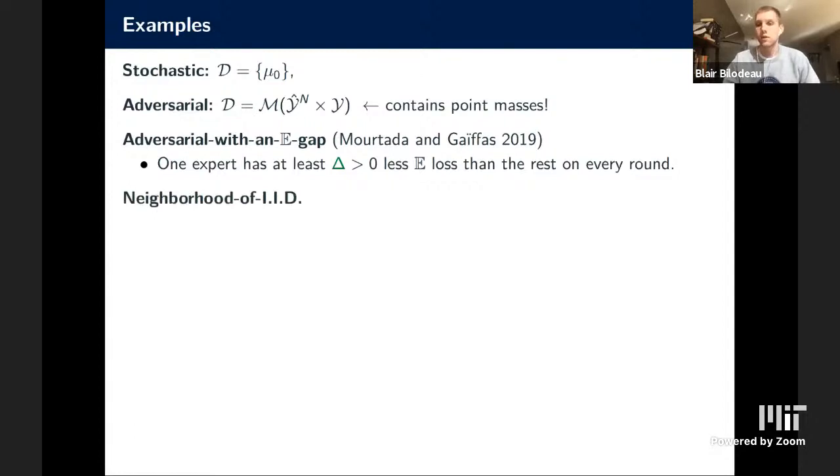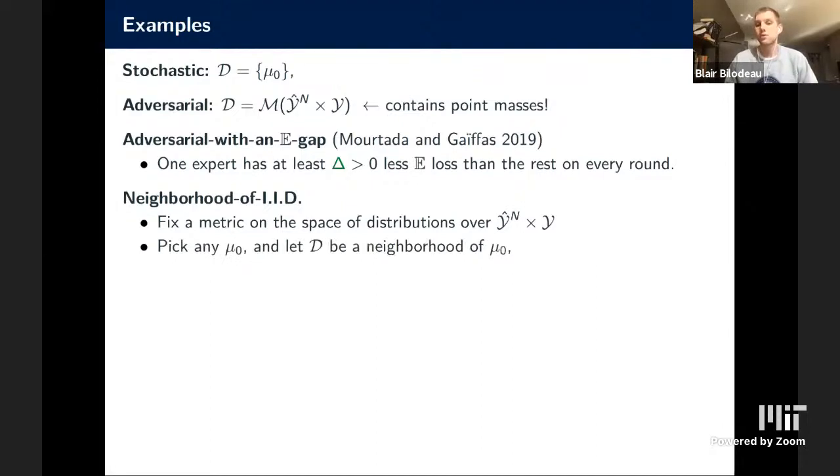And so finally, we also have this so-called neighborhood of I.I.D setting. So here, fix your favorite metric on the space of distributions. It really does not matter what this metric looks like. And then pick some reference distribution in this space. And now imagine our D is going to be a neighborhood around this reference distribution mu0. In particular, I'm envisioning a ball around mu0 in our metric of radius r.